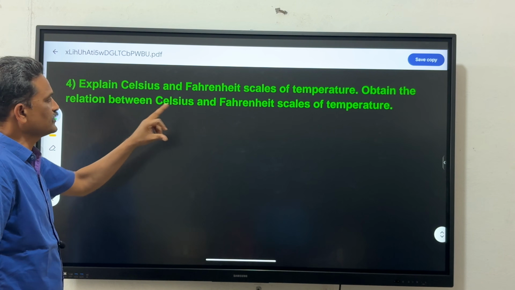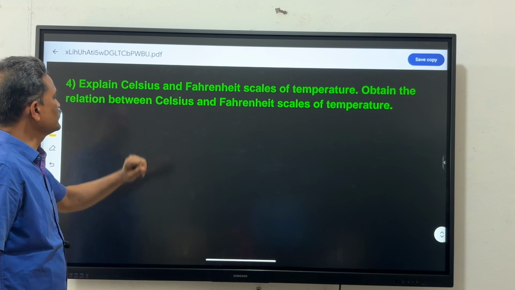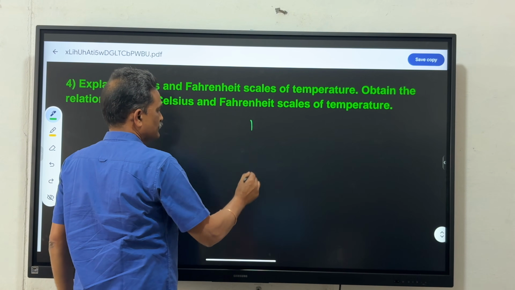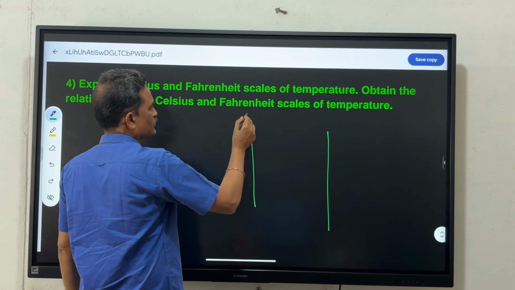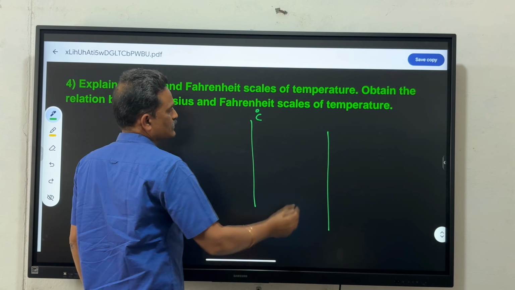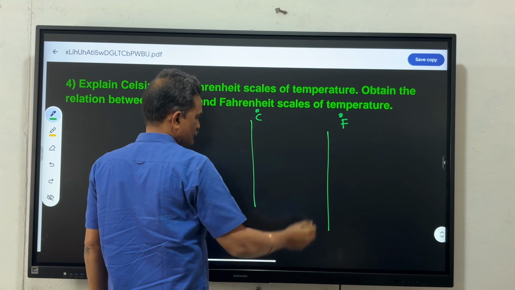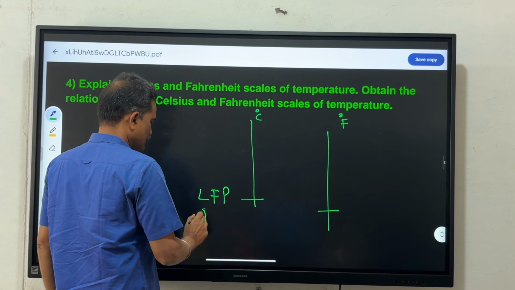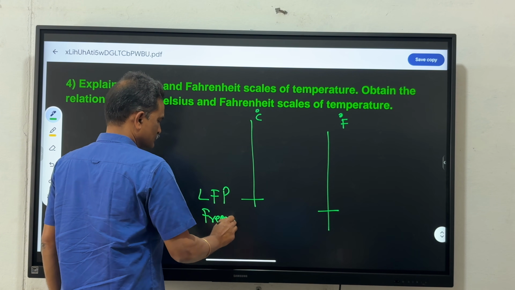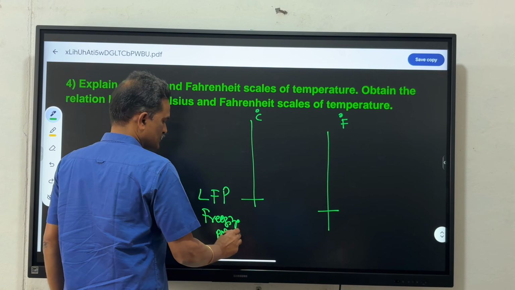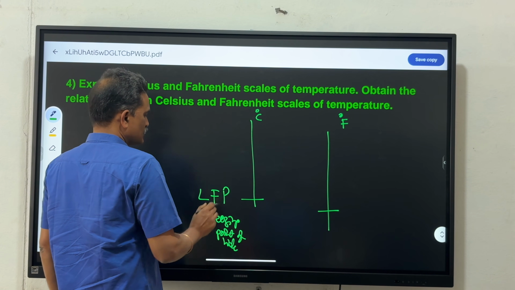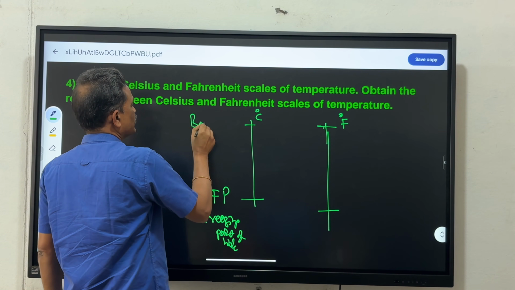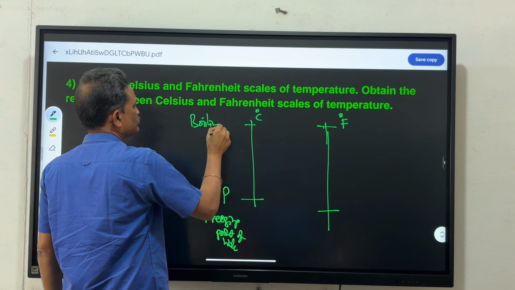Explain Celsius and Fahrenheit scales of temperature. Obtain the relationship between Celsius and Fahrenheit scales of temperature. These are two different scales of temperature. One is in degree Celsius, the other one is in degree Fahrenheit. The lower fixed point is nothing but the freezing point of water. And the upper fixed point is nothing but the boiling point of water.